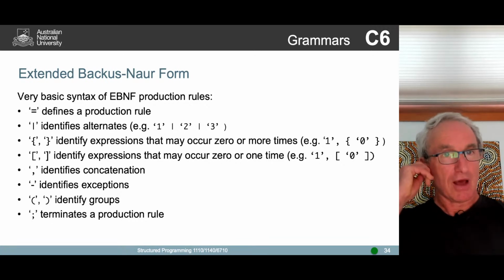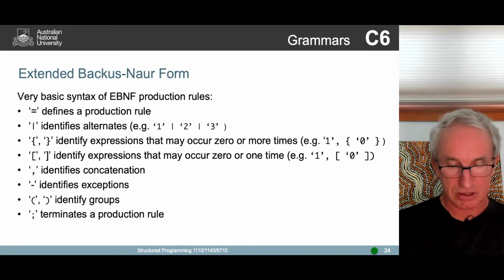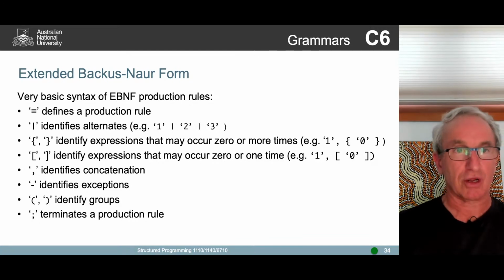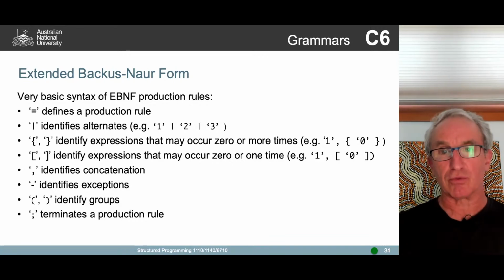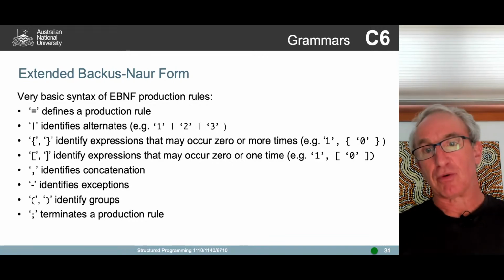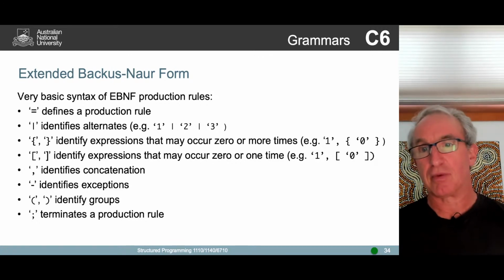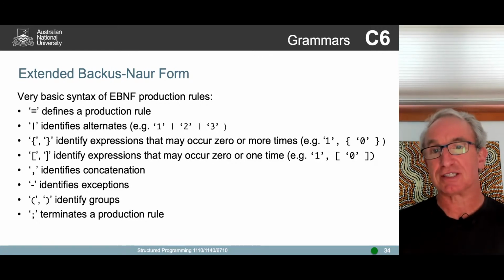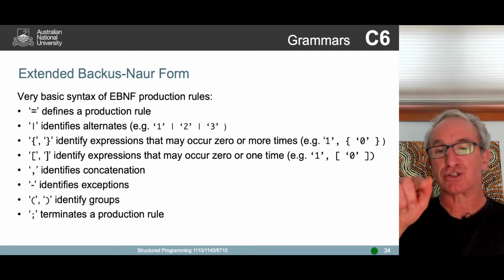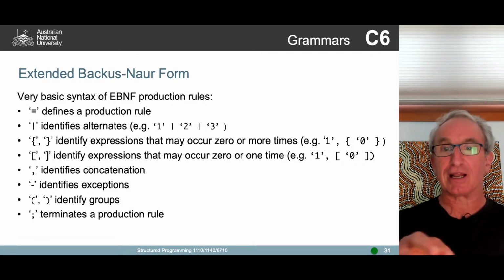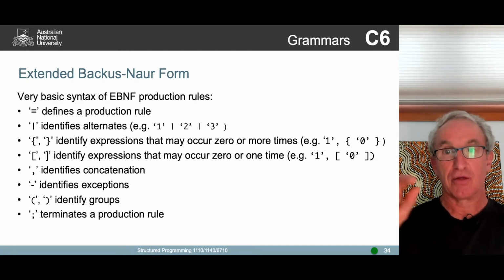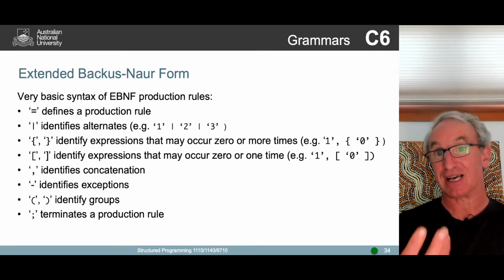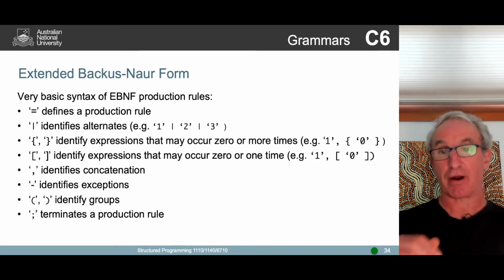Okay, and then the square braces, which you can see on your keyboard below the curly braces, identify expressions that may occur 0 or 1 time. So just 0 or 1, like a Boolean if you like. And so, for example, if we say 1 followed by square brace 0, it means that it's either going to be a 1 on its own, or it's going to be a 1 followed by 0. That will not allow the pattern 1 0 0. That's not allowable there because this one only allows a single 0 or no 0. That's what the square brackets mean.